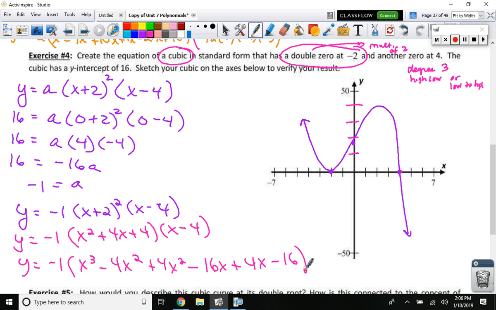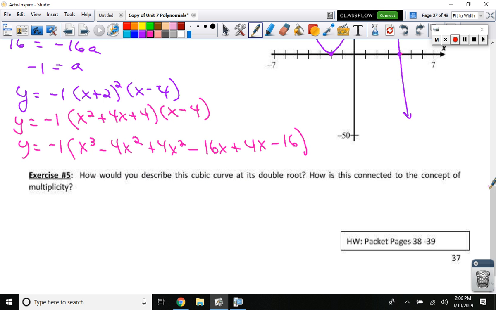I'm gonna do what's inside the parenthesis first, combine my like terms. Y equals negative 1, x cubed. What happens to my 4x squared? Cancel. What about my x's? Negative 12x minus 16. Final step. Multiply by negative 1. y equals negative x cubed plus 12x plus 16.